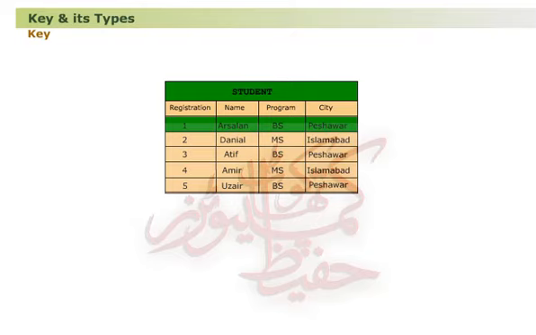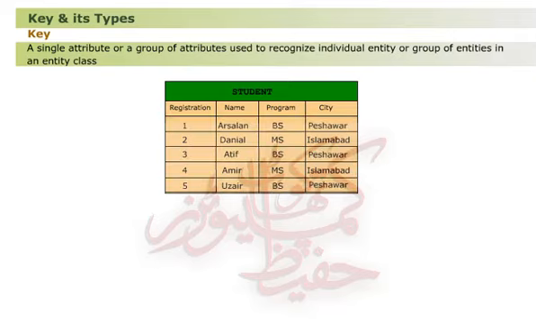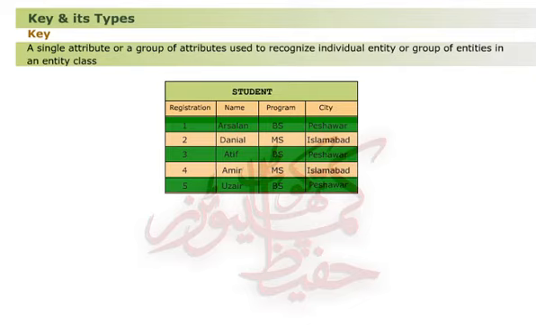Similarly, if it is required to know all students belonging to the city Peshawar, the group based on city becomes necessary to recognize. The key could be used to recognize the individual or group of entities in an entity class. Now it is time to define key. A key is a single attribute or a group of attributes used to recognize an individual entity or group of entities in an entity class. For example, in entity class student, the attribute registration number could be used to recognize an individual entity. Similarly, the attribute city could be used to know the list of students belonging to Peshawar.